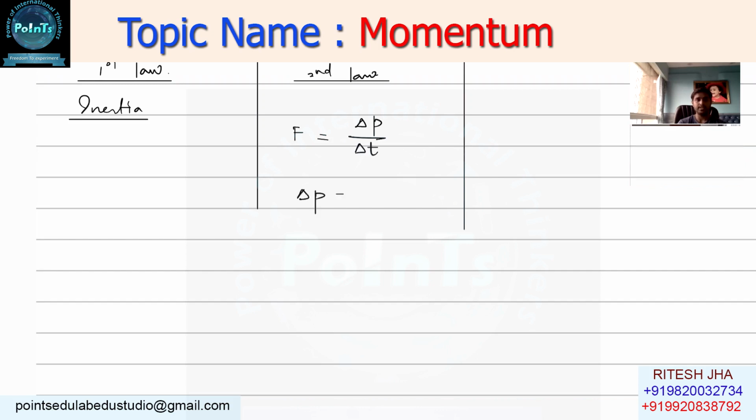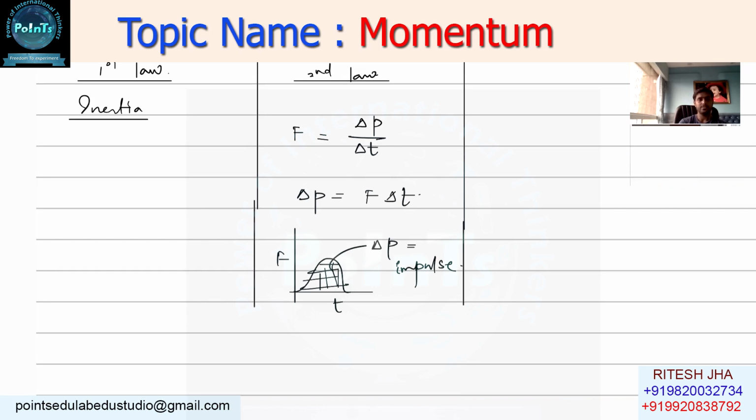With this, we can say that delta p is equal to F delta t, and over here, if you are plotting a graph of F versus t, then the area under the graph gives you delta p, or you can say this is the impulse. And then we have the third law, which is basically the law of action and reaction.